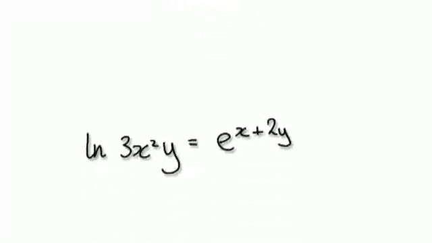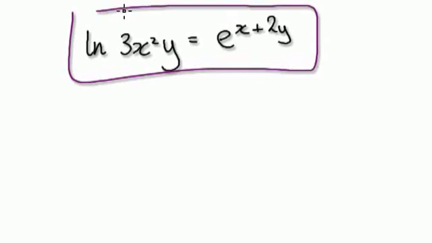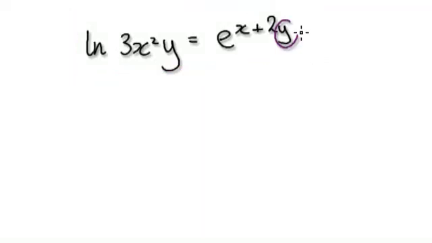Okay, let's give you some more practice. So here, differentiate this. Find dy by dx. Bear in mind that you've got a y here, you've got a y over here, so this is an implicit equation. Anyway, differentiate it. Find dy by dx. Press pause and have a go.